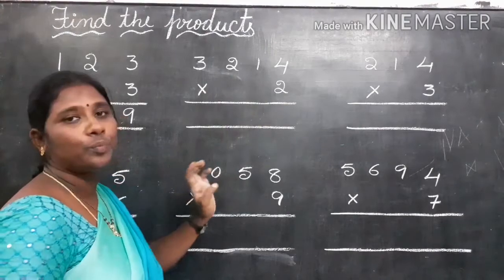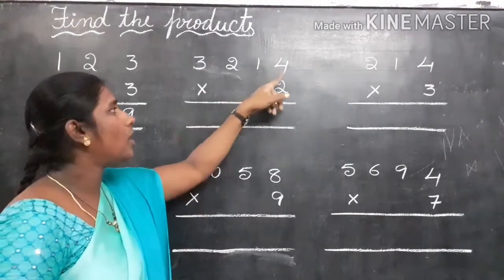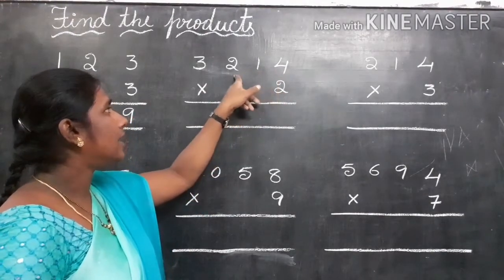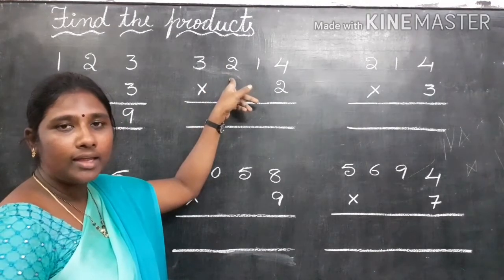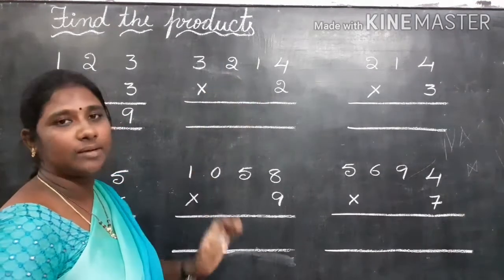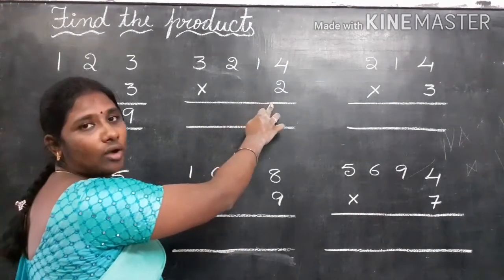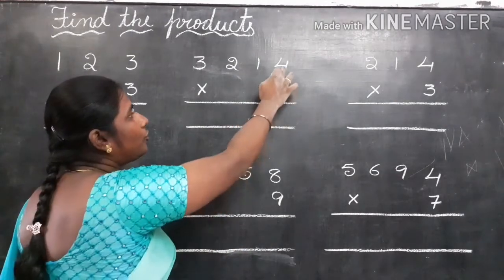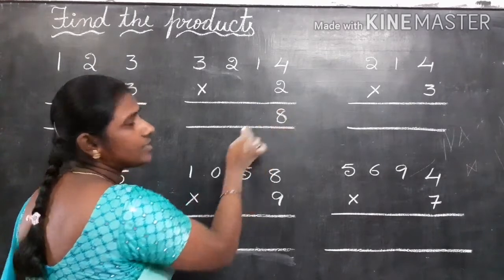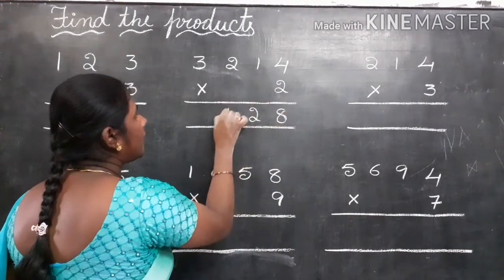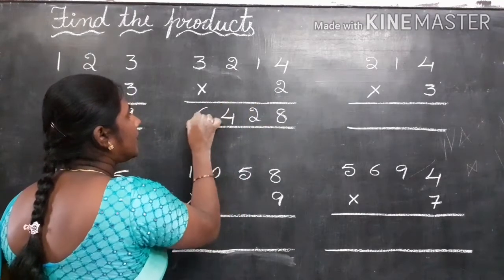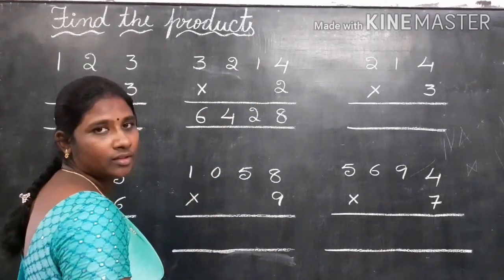Next one. 3214 into 2. Here what are the places? Ones, tens, hundreds, thousands. So it is a 4-digit number multiplied by a 1-digit number. First, here also we have to start from the ones place. 2 4s are 8. 2 1s are 2. 2 2s are 4. 2 3s are 6.